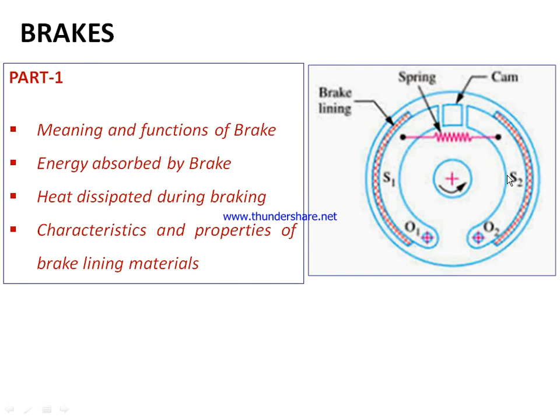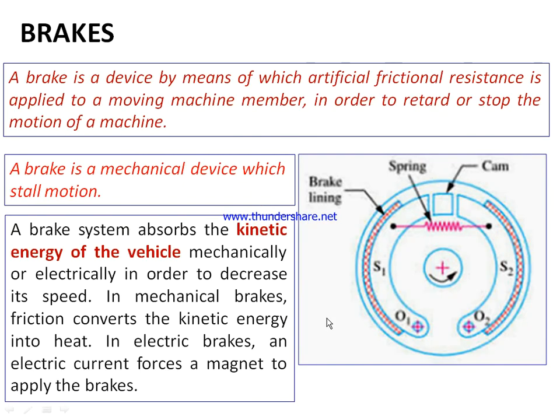In the first part of the design of brakes, we have seen the meaning and functions of a brake, the energy absorbed by a brake, heat dissipated during braking, and some of the characteristics that the brake lining materials should have, and also the material properties of the brake lining materials. Now in this lecture we will have the design of two types of brakes which have been mentioned in the syllabus of VTU. And before that let us once again go through the meaning of the brake and its function.